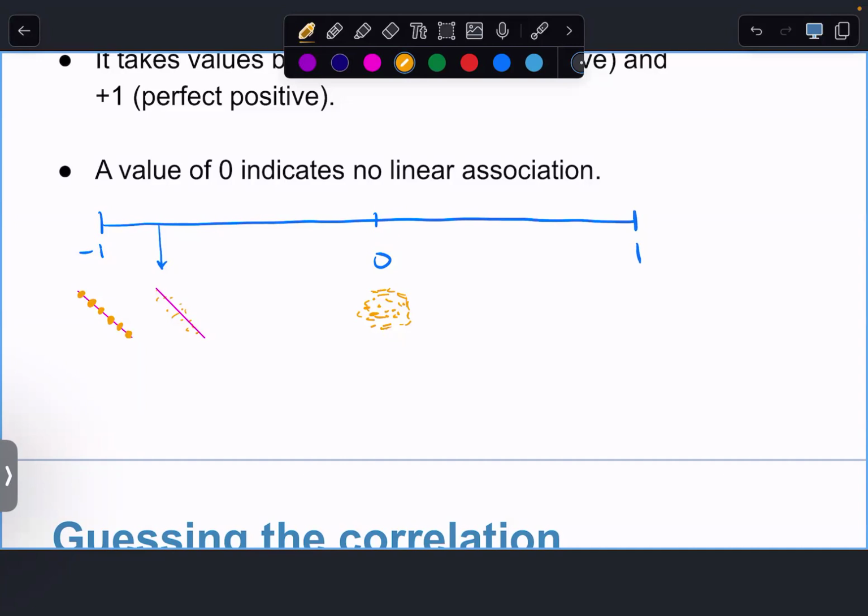And then if you move out towards a positive relationship, you might have something like this. A relationship there, but it's not perfectly positive, but it's generally moving in the upwards direction, versus here, a perfect positive relationship.